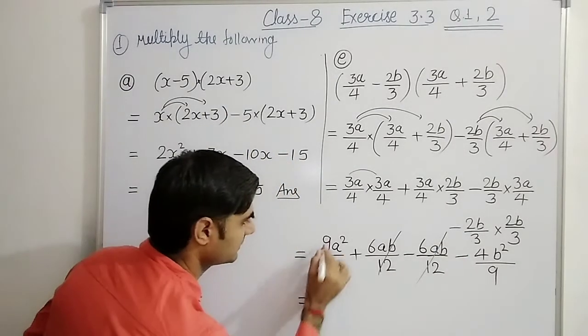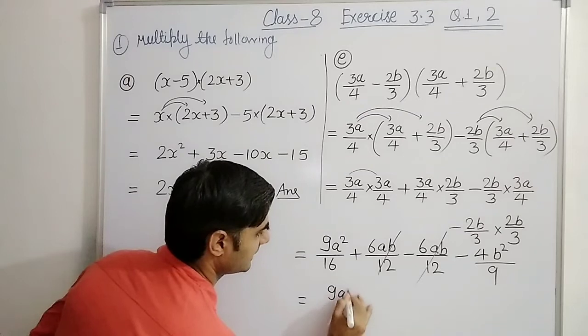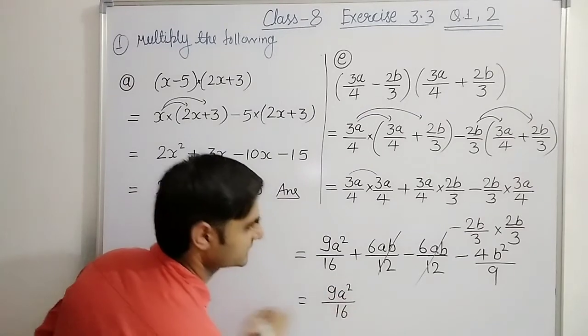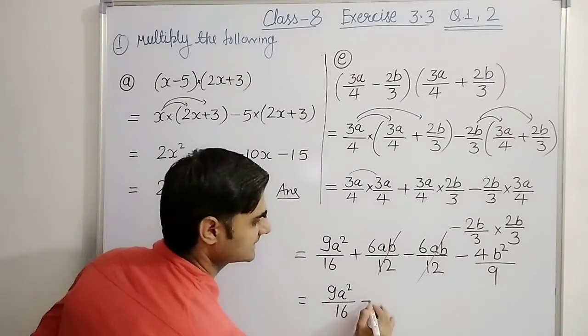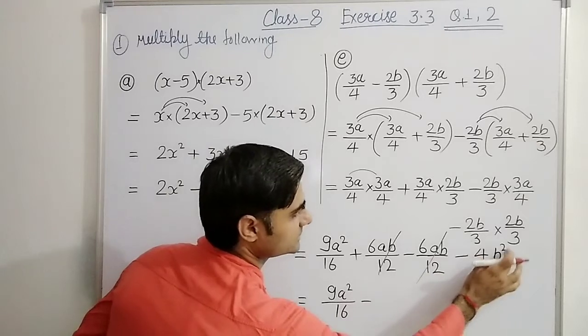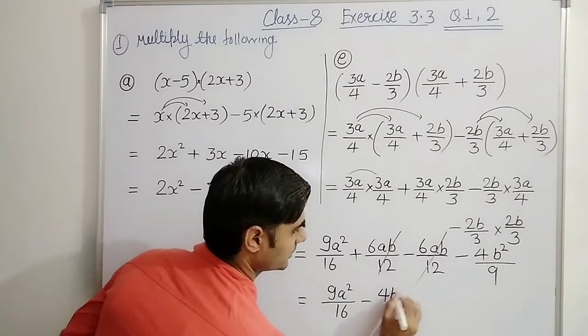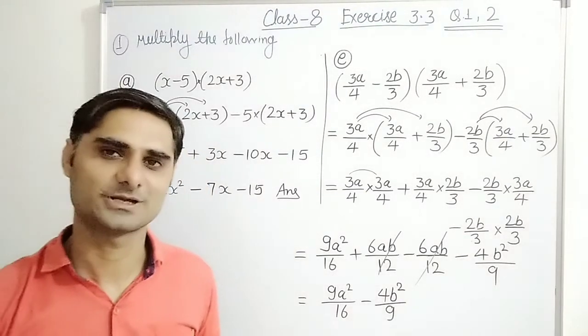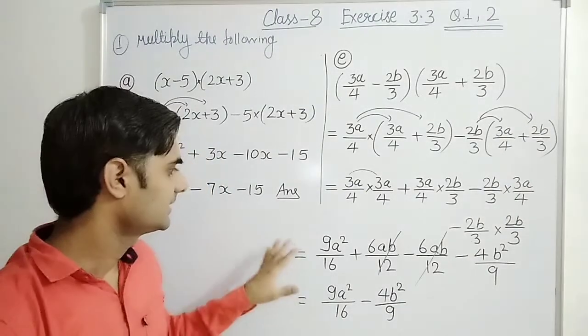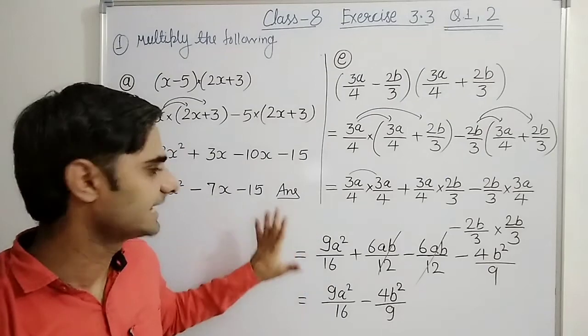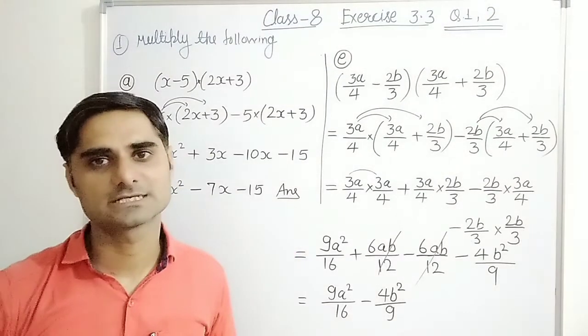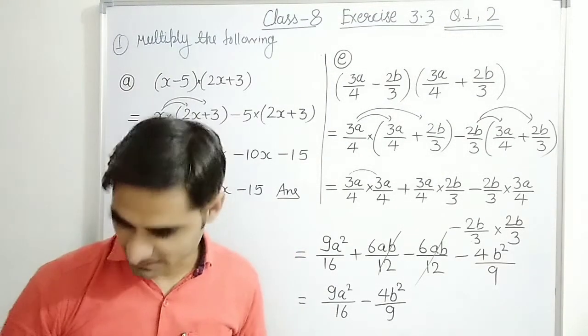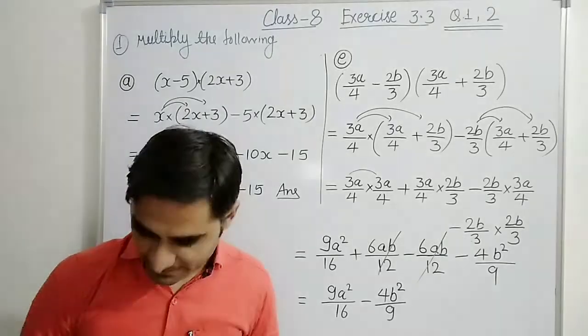So finally this will be equal to, from here what is left? 9a square upon 16 and then minus sign 4b square upon 9. Hope you understand, right? This is the solution, and like this only you will solve such type of problem. Okay, so let's take the next question now.